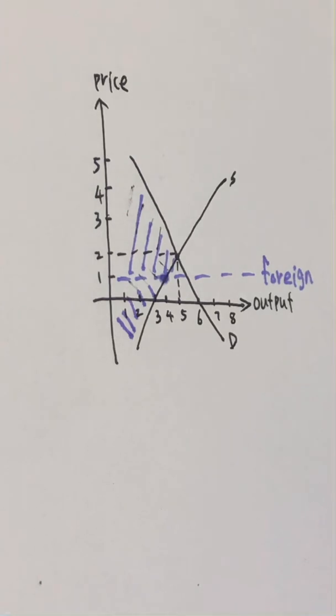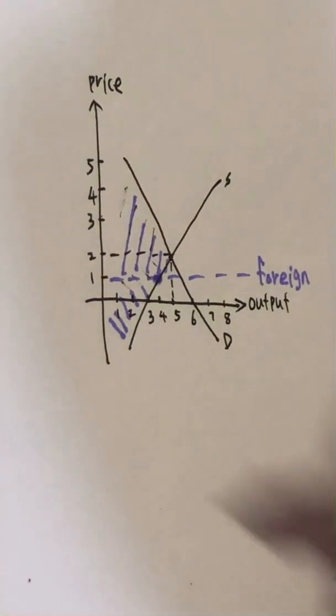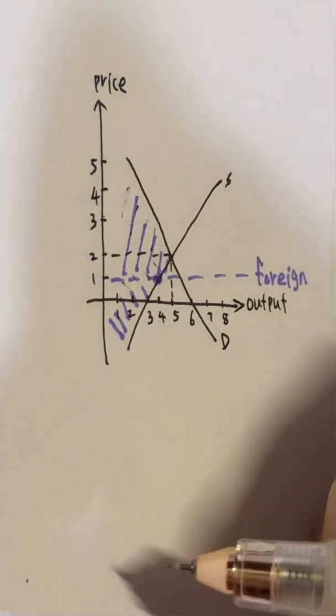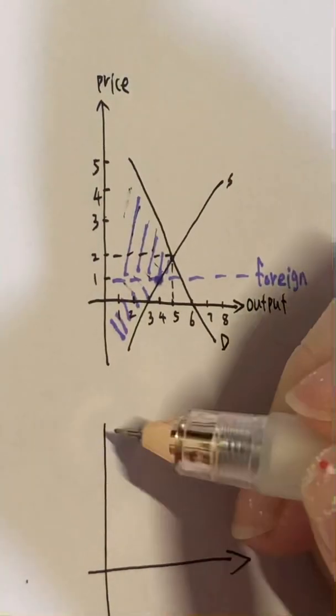Now let's think about another situation. Because the foreign company is earning some money from the local company, the local company is complaining about what's happening. So they're asking the government to add a tariff. So what will happen if there is a tariff? So let's draw another picture with the same setup.